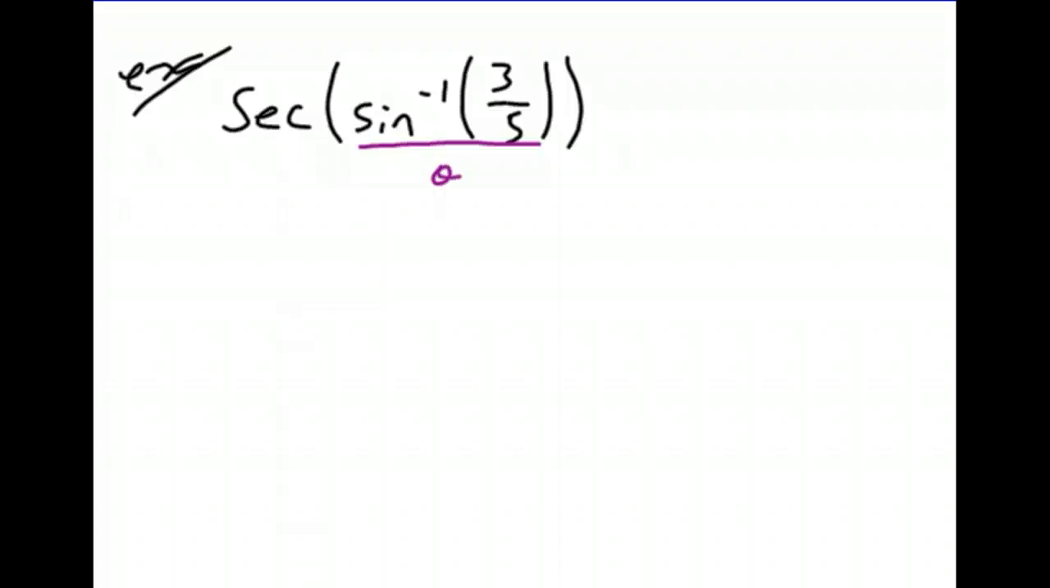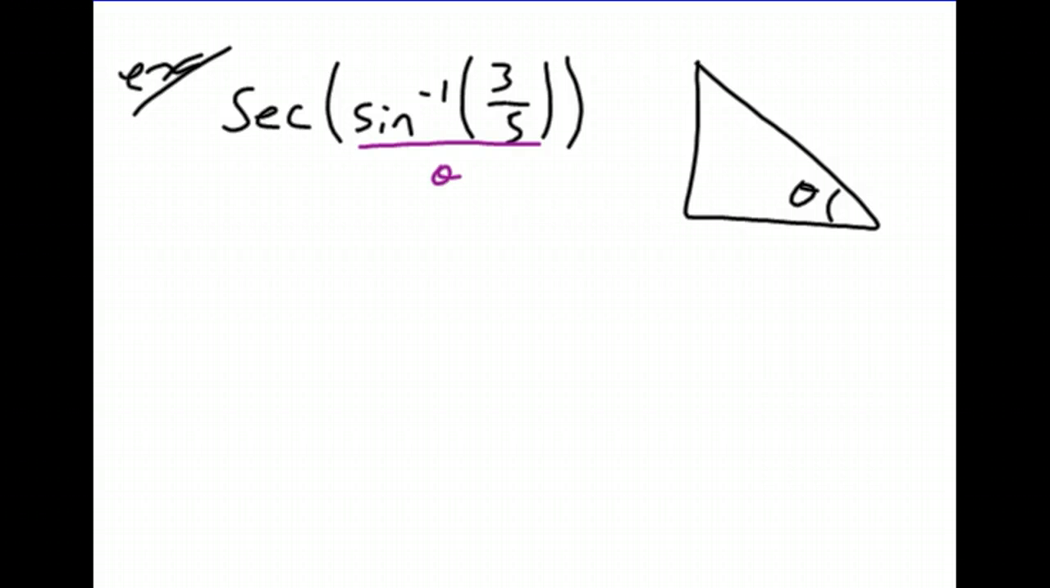I don't know what that angle is, but something that can help me is to draw a triangle and choose an angle. Because I know sine is opposite over hypotenuse, so from this angle, the opposite must be 3, the hypotenuse must be 5, and then by Pythagorean theorem, the other side must be 4. So there's my triangle. And I know my angle. I don't know what degree it is necessarily, but I do know it stands for theta, so I'm going to use that angle right there. So really all this is asking for is secant of theta.